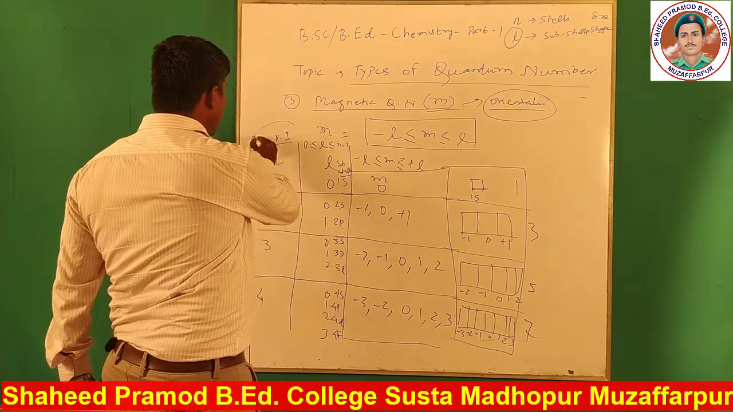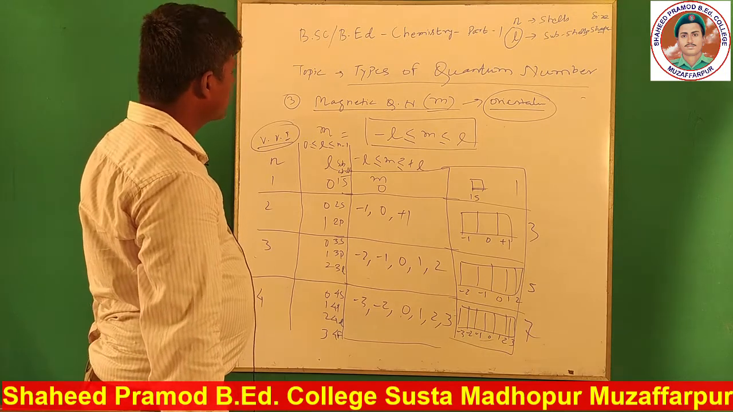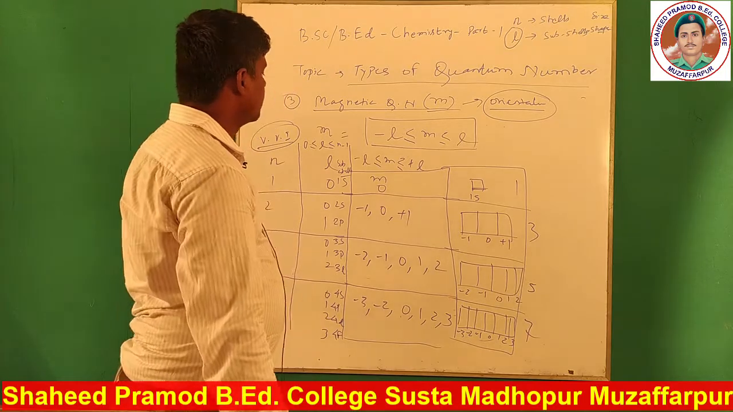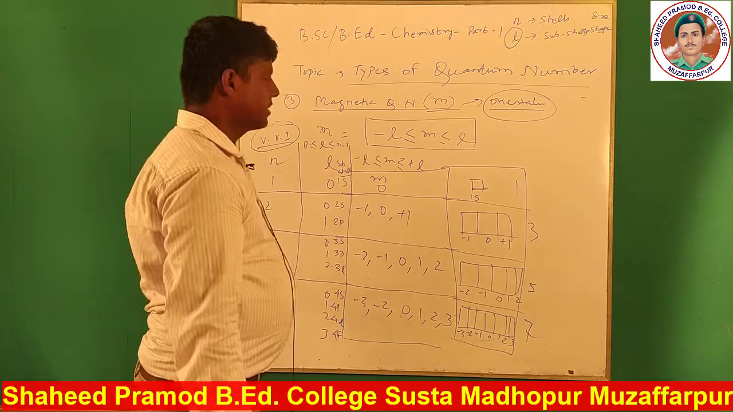So you can take down this table, and if you are asked in the examination, then you can write down this table. This is a self-explained table in which anyone can easily understand.